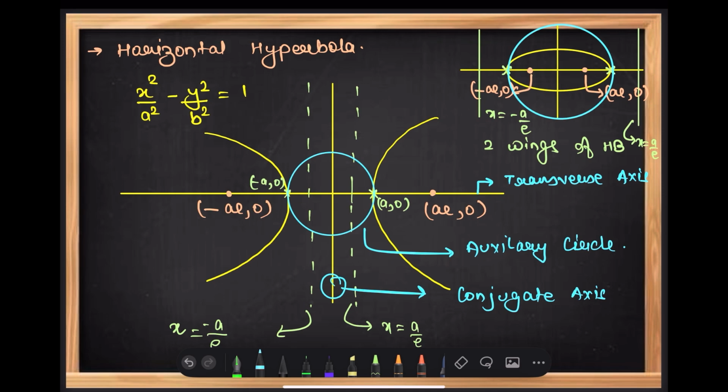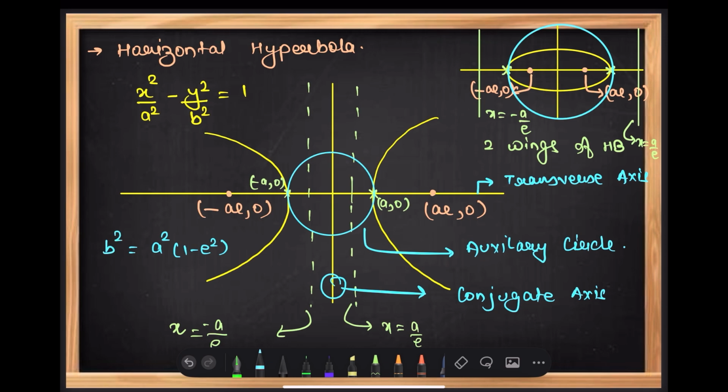Now try to recall. You know that I have connected horizontal ellipse with horizontal hyperbola. So in horizontal ellipse, who was supposed to be bigger? a was supposed to be bigger. So a square, sorry, 1 minus e square for sure. Then the bigger thing will go inside, and outside we will have this b square.